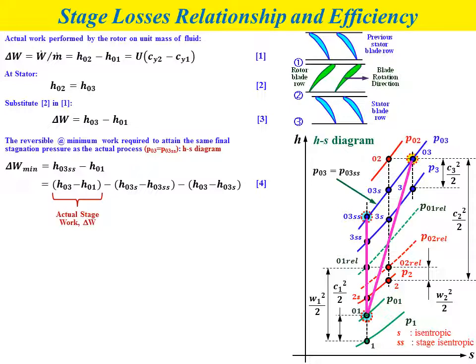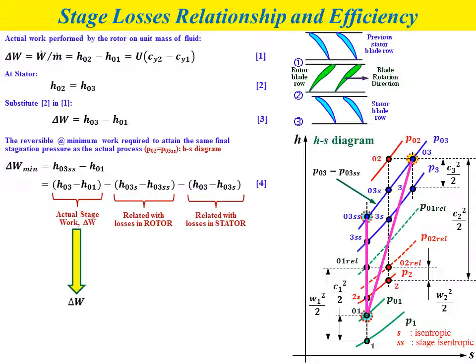Okay, the term H03 minus H01, if we refer to equation number 3, is the actual stage work delta W. The second term, H03S minus H03SS, is the enthalpy difference related to losses in the rotor. And the term H03 minus H03S is the term related to losses in the stator of the compressor.